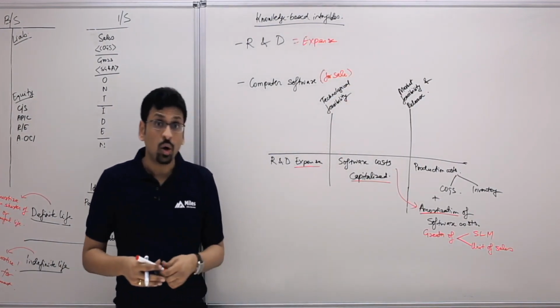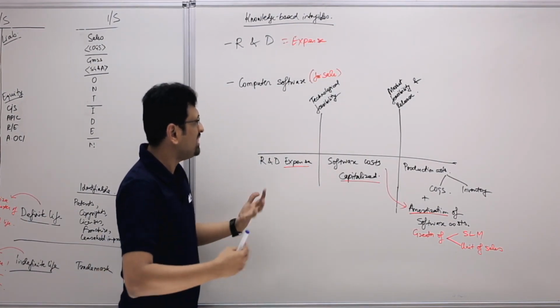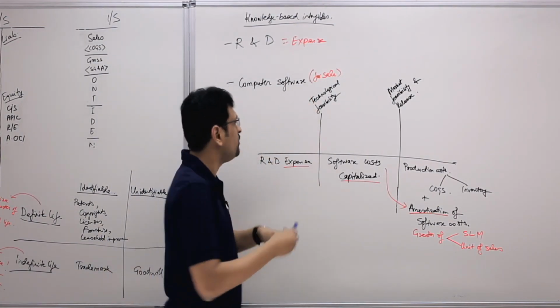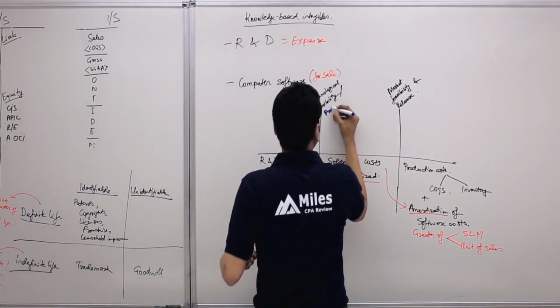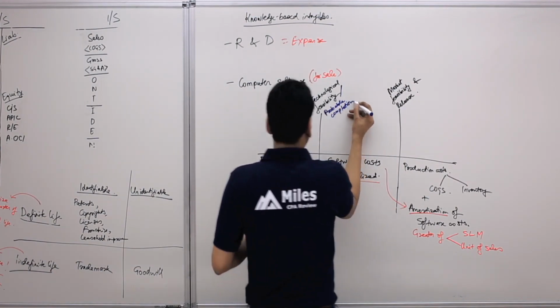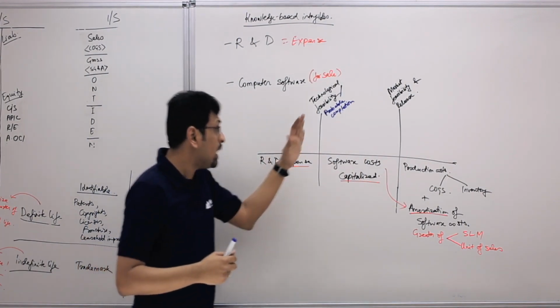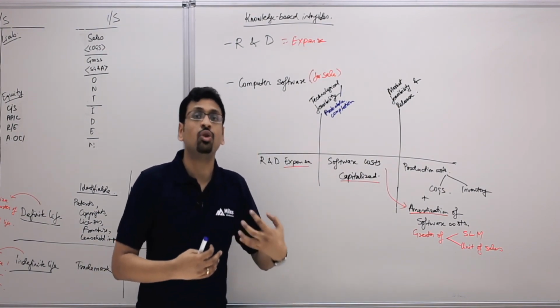Now, you could also do a computer software for internal use, for your internal purposes. Now, in that case, instead of calling it technological feasibility, we could also call it probable completion. So let us say you're doing some R&D to develop a computer software for internal use. Now, at this point, it's probable that the software would be complete.